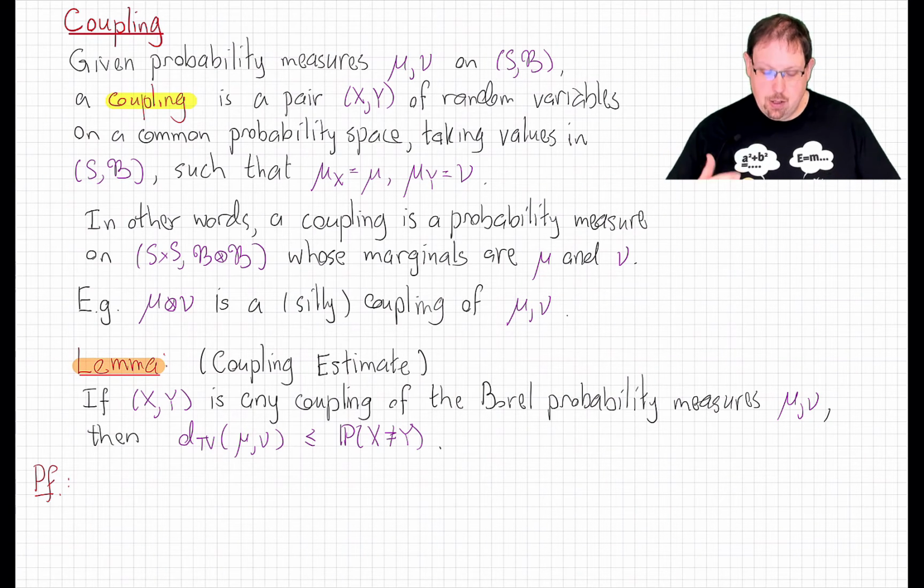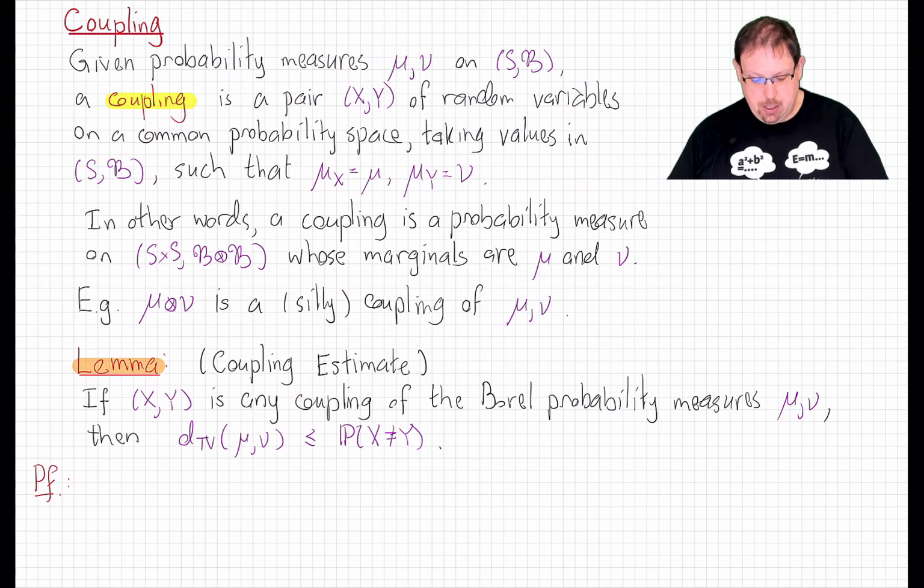Now, what does this have to do with total variation distance? Well, here is a coupling estimate, which shows us how we might be able to use adapted choices of couplings to find good bounds on total variation distances between measures. If I take two probability measures mu and nu on the same sample space, and I construct any coupling of those two measures, then the total variation distance between them is bounded above by the probability that x is not equal to y in that coupling.